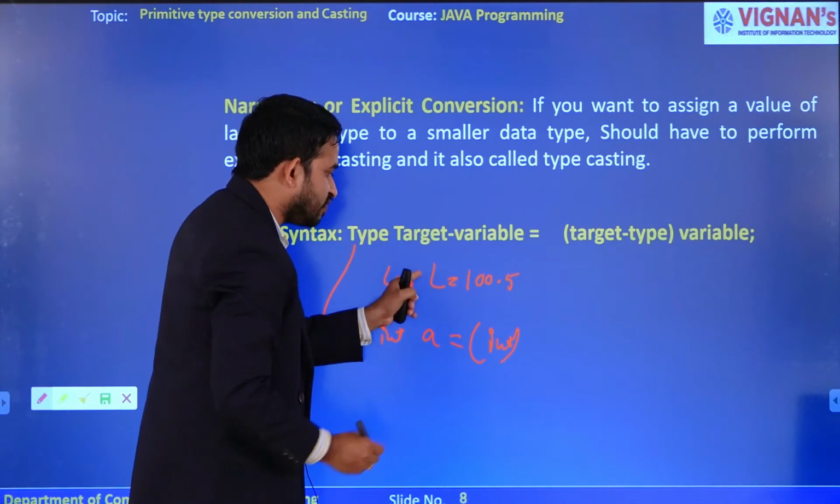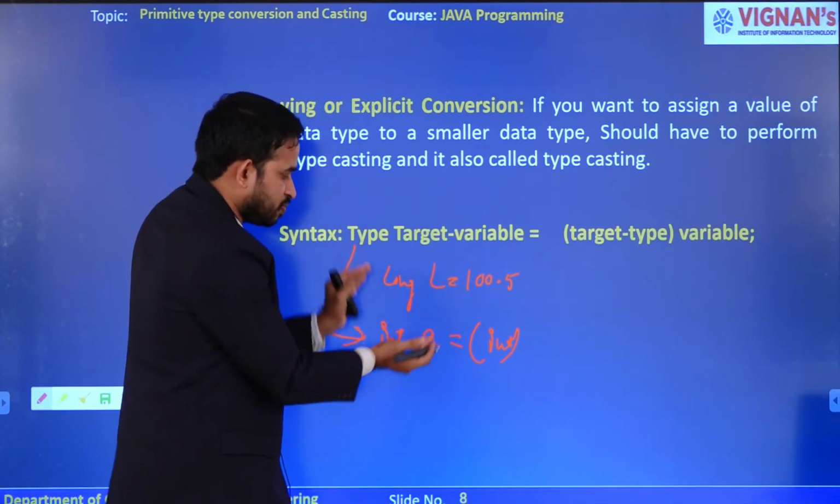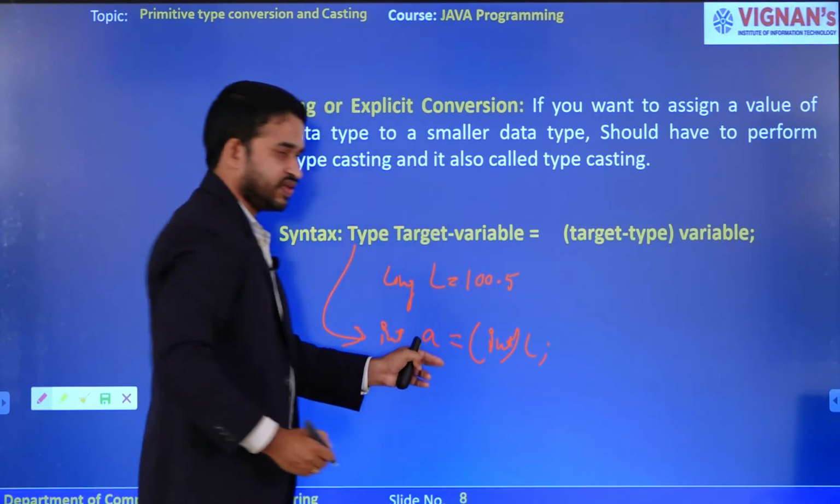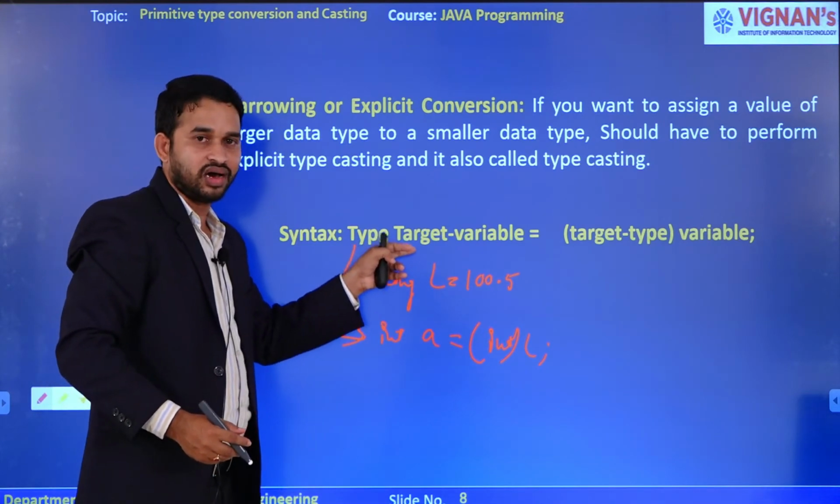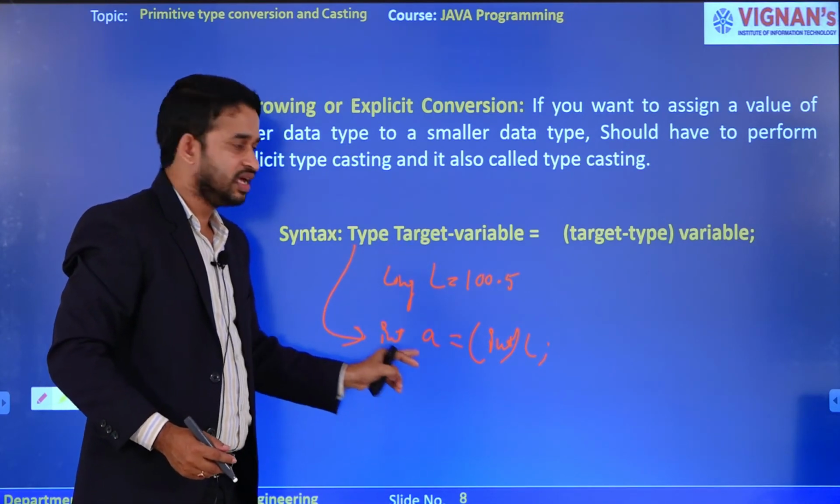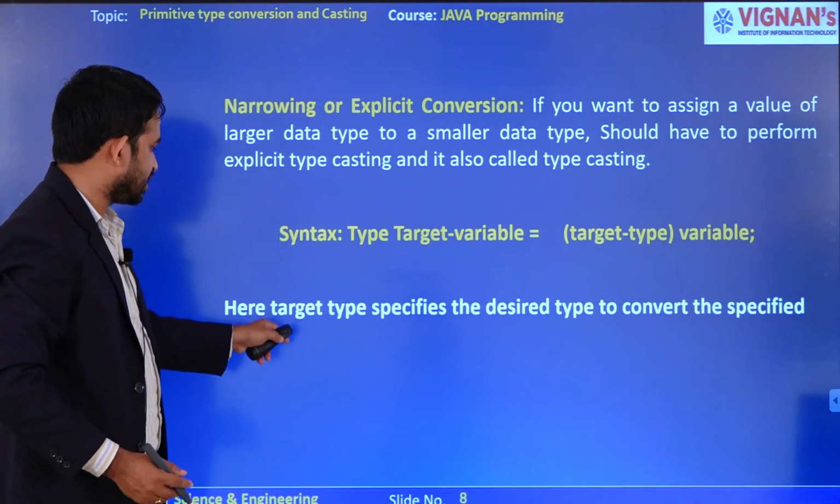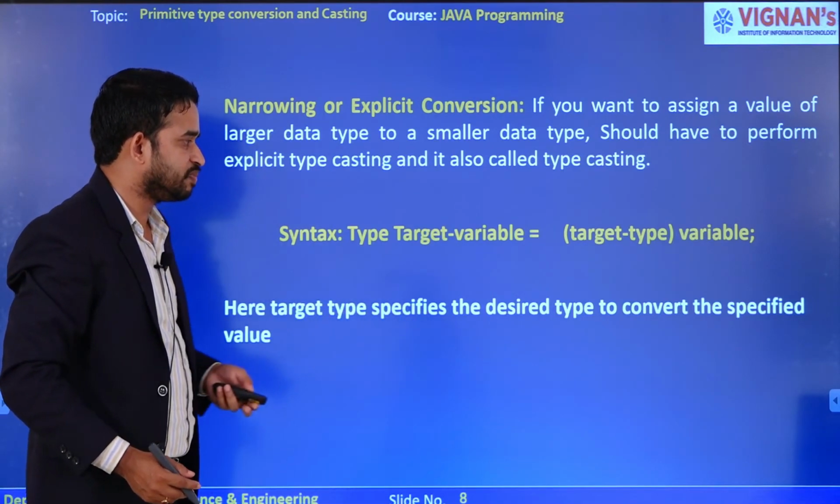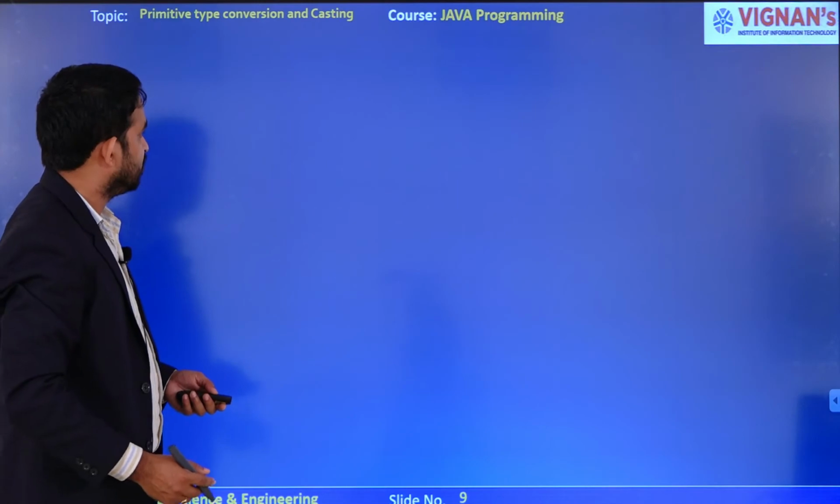What is the variable here? I want to store a big data type value into a small data type, l. In this way, we can convert a larger data type into a smaller data type. Here the target data type is what? It specifies the desired type to convert the specified value. Let us see the example.